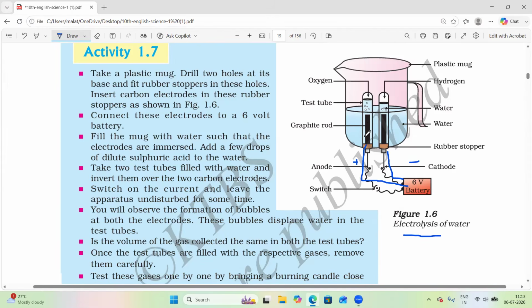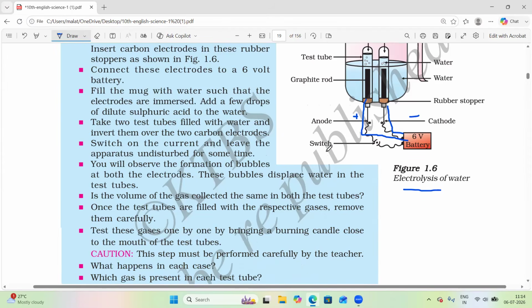See here, then you have to take two test tubes. You put the graphite rods in the water, no? Then you should connect it to the battery. Then you have to take two test tubes that you have to keep by closing these graphite rods. You should keep the test tubes over these two graphite rods.